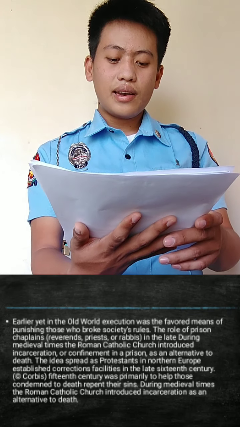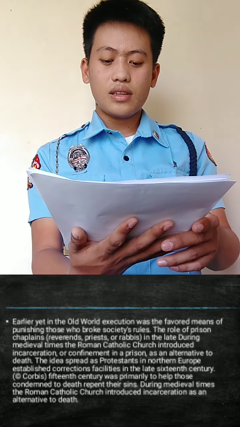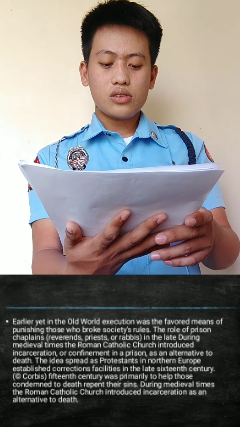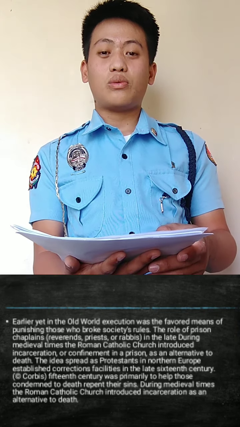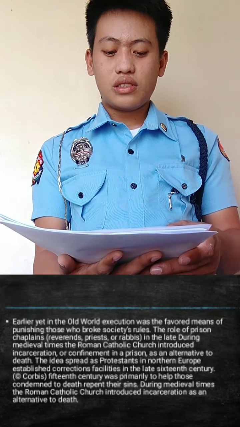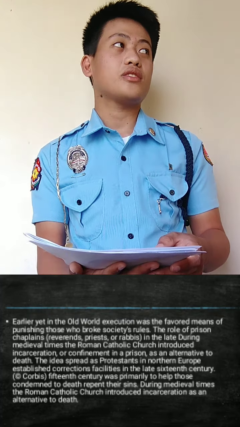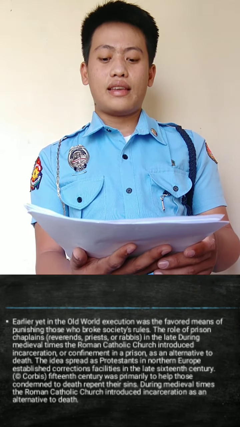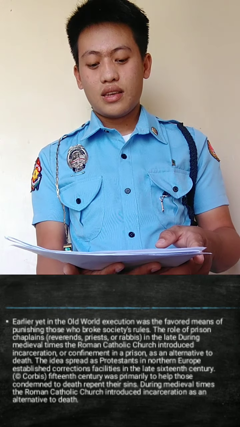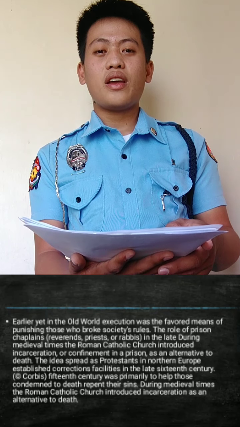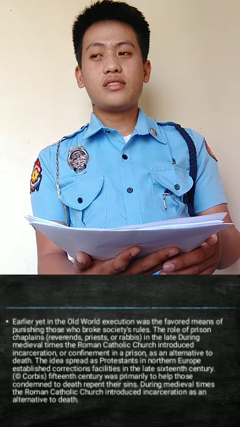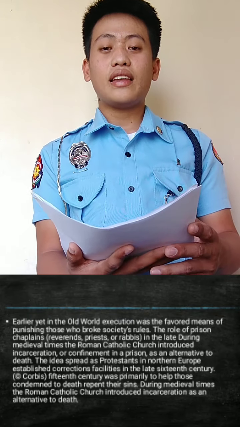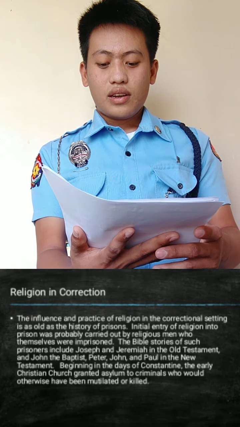The 15th century was primarily to help those condemned to death repent. Since medieval times, the Roman Catholic Church introduced incarceration as the alternative to death. So, as I have mentioned, the Church introduced incarceration as an alternative to death because human rights were not being applied to them, because prisons are very harsh and prisoners are very limited in their actions. So, religion in correction.